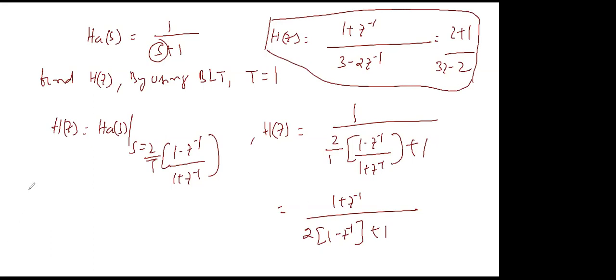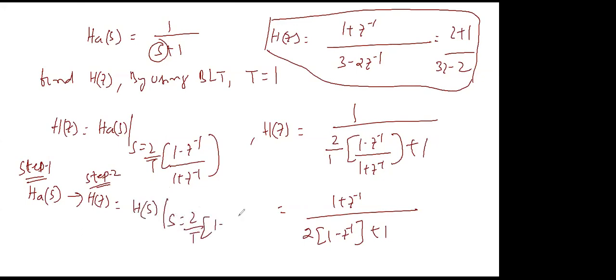So what is the process? The process is, step 1, first find the analog transfer function. Then replace s by 2 by T (1 minus z inverse) by (1 plus z inverse) and find H of z, step 2. It's just two simple steps. Step 2 is H of z equals H of s for s equals 2 by T (1 minus z inverse) by (1 plus z inverse).